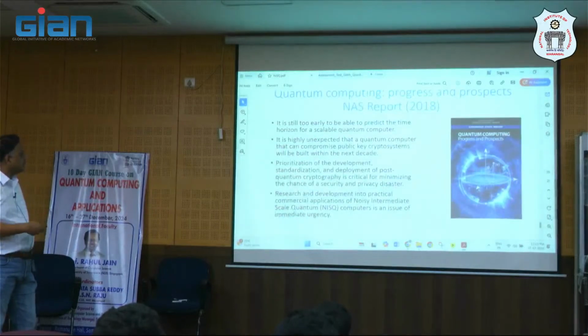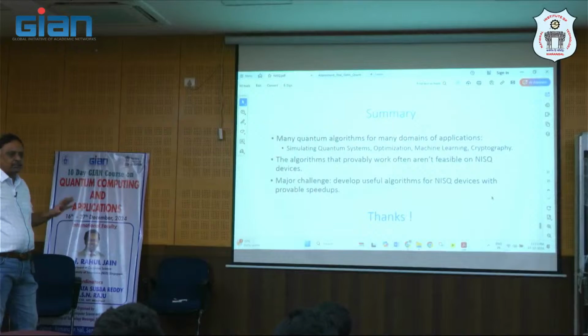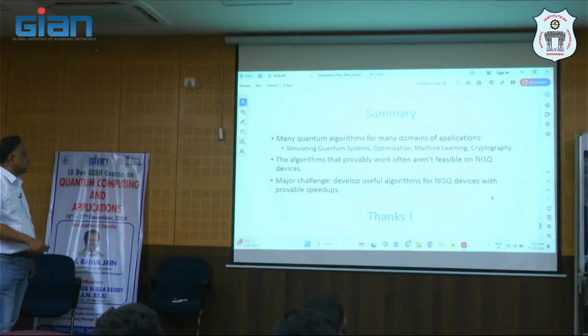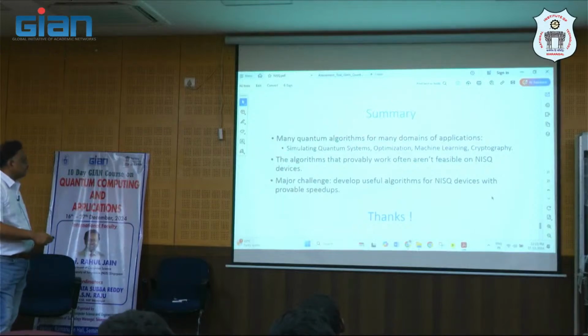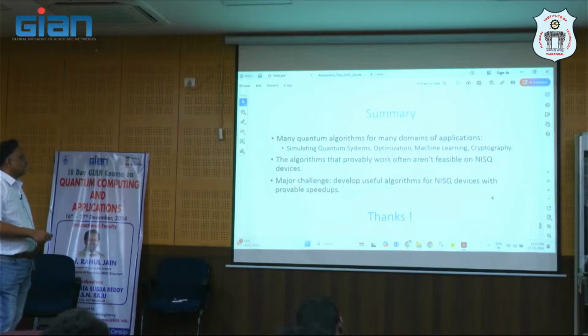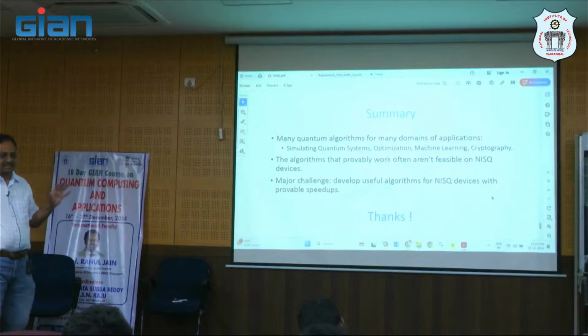Good. So this NAS report we already talked about. So what is the bottom line summary? Summary is there are many quantum algorithms for many domains of applications, correct? Simulating quantum systems, optimization, machine learning, cryptography. The algorithms that provably work are often not feasible with NISQ devices, correct?